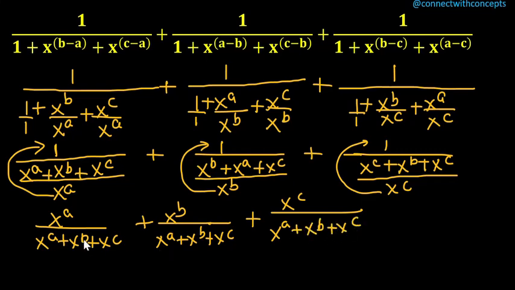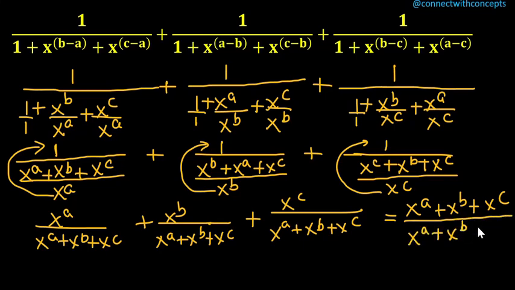Now you see the numerators are common, so they are like fractions, so we can add the numerators. If I add the numerators, it is going to be x^a plus x^b plus x^c, and the denominator is also the same, x^a plus x^b plus x^c. So when the numerator and denominator are the same, they cancel, and we will get the answer as 1.